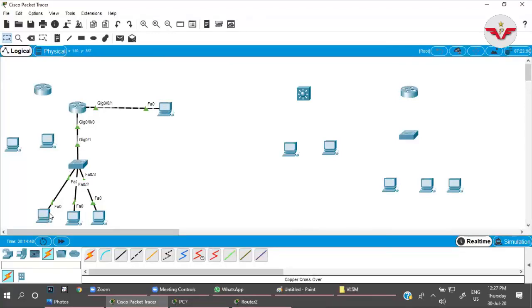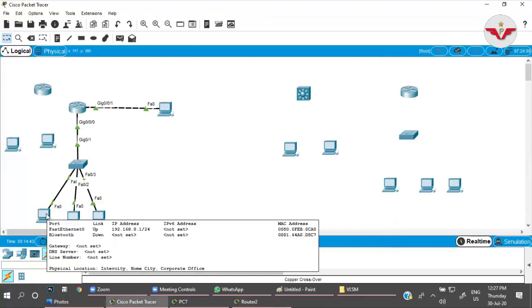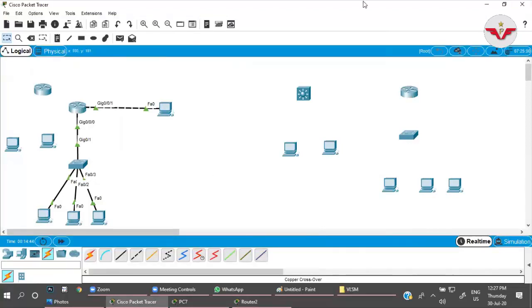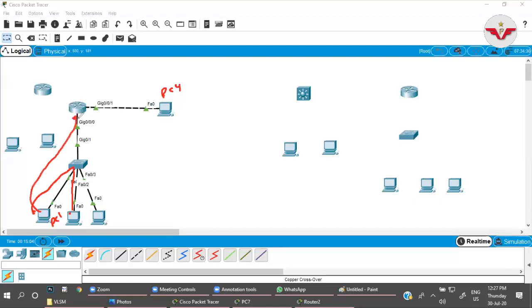So if this PC wants to communicate with this PC, it will directly go to the switch and the switch will broadcast it to this PC. But if PC1 wants to communicate with PC4, what will be the gateway? This PC will send the packet to this router, because it finds that 1.4 is not in my network, so the switch will not do anything.